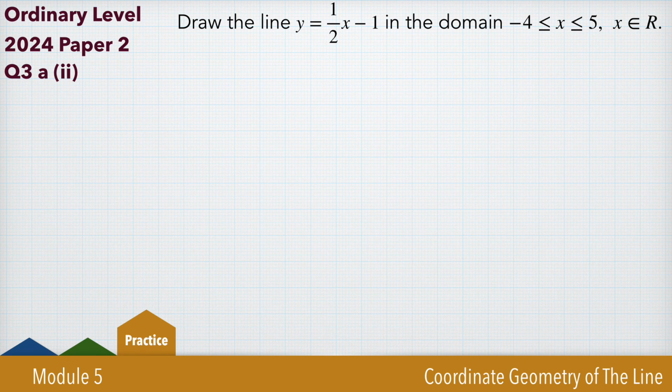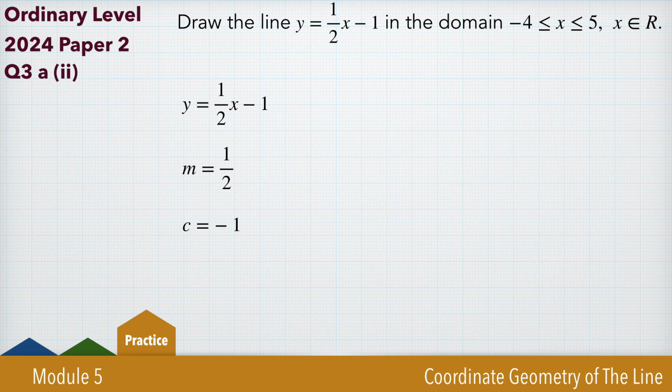Here we must draw the line of the given line equation over the domain where x is greater than and equal to -4 and x is less than and equal to 5. From the linear function form equation, we can see that the slope is 1 over 2 and that the y-intercept is -1.